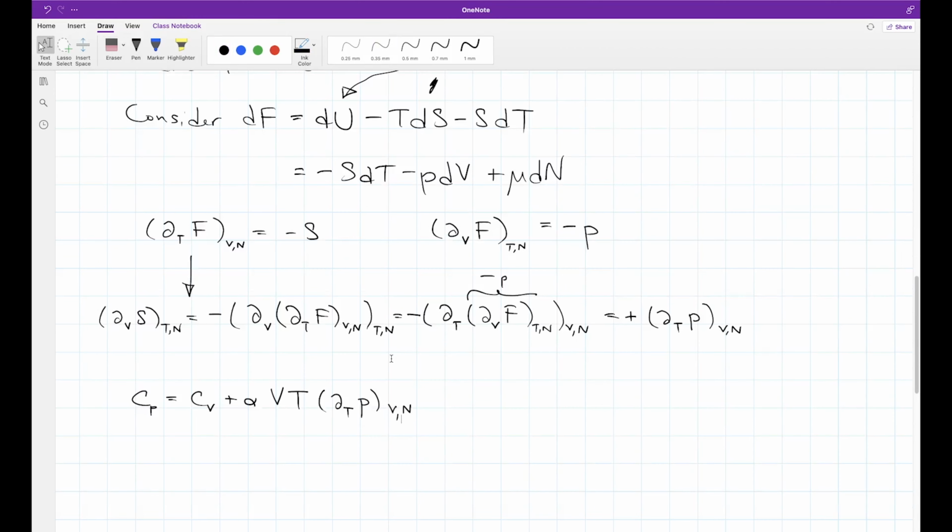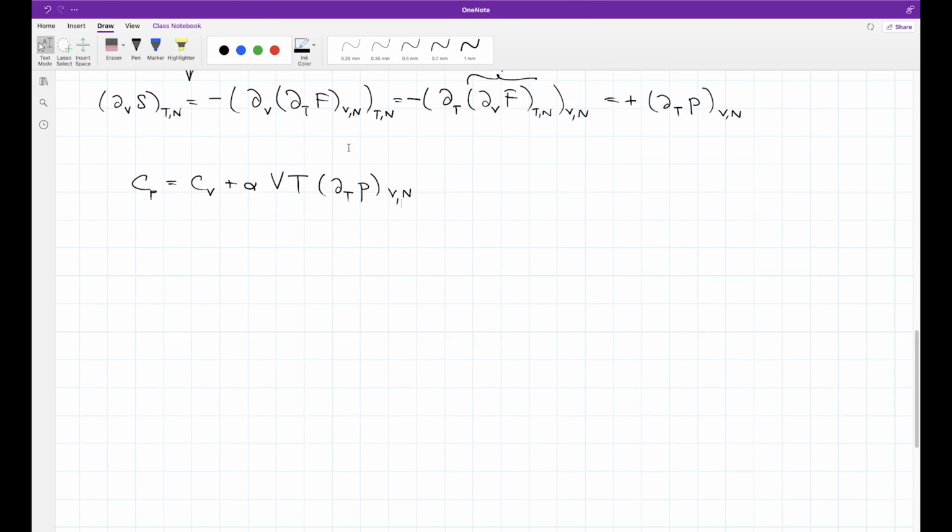Now we're almost home free. We would like to get this thing in terms of quantities that we know to be positive. And so because we have this mix of things here, we have our T, P, and V, and we'd like to sort of see these in a different order, this is going to be the first time that we're going to want to use the triple product rule. So let's go ahead and do it.